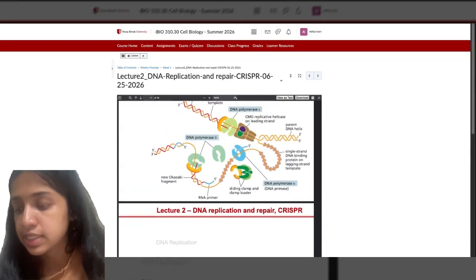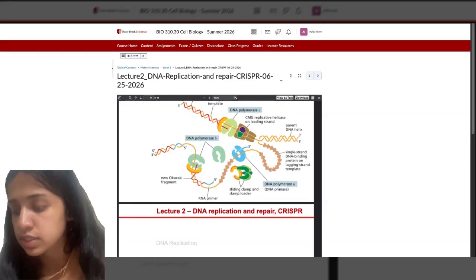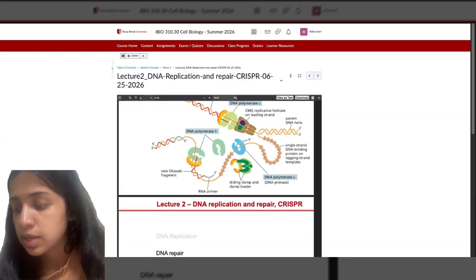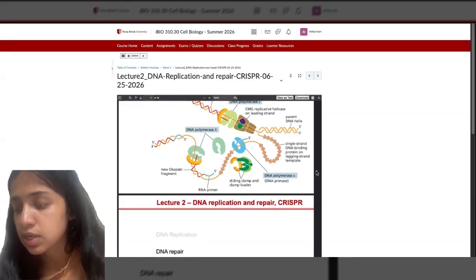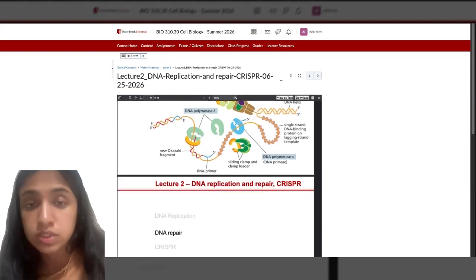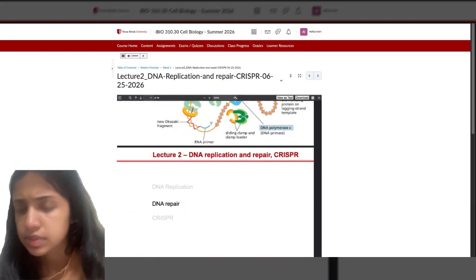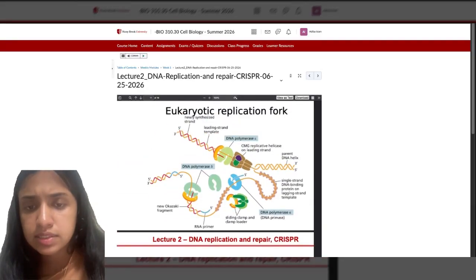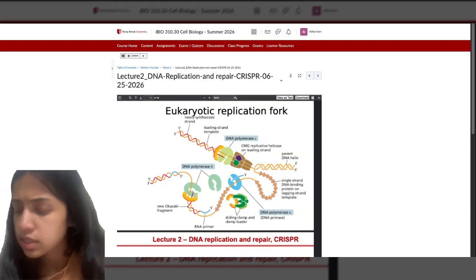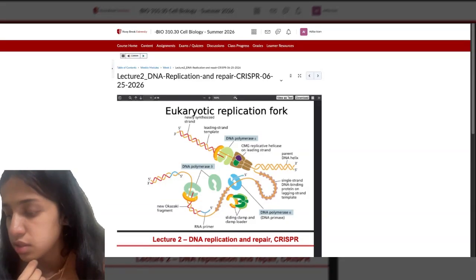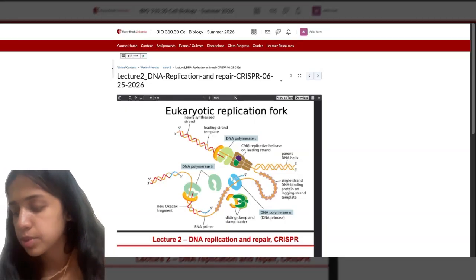DNA polymerase epsilon copies the leading strand, continuous synthesis. DNA polymerase delta copies the lagging strand, making the Okazaki fragments. CMG helicase has the same job as a normal helicase. It unwinds the DNA. Sliding clamp keeps the polymerase attached. In eukaryotes, it's called PCNA. RNA primer is still needed, made by primase, removed later.